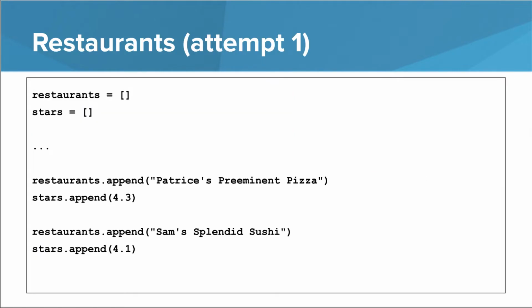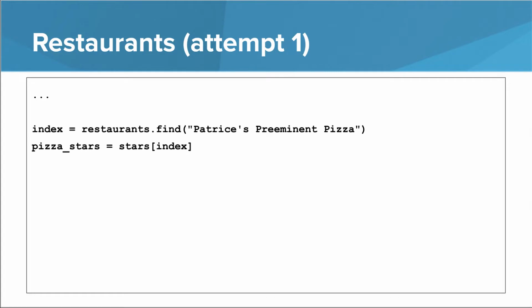We might store this information in a pair of lists. One list would hold the restaurant names, and the other list would hold the number of stars each restaurant has. Whenever we append a restaurant, we also append its number of stars. We must make sure that if a restaurant is at a particular index in restaurants, its number of stars is at the same index in stars. Whenever we need the number of stars for a particular restaurant, we have to use the find method to figure out at which index that restaurant lives, and then use that index in the stars list to get its number of stars. This solution isn't great.